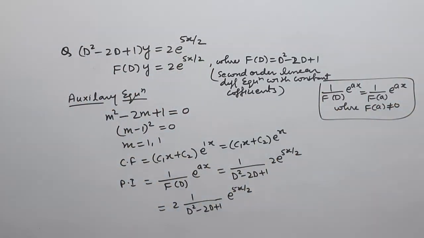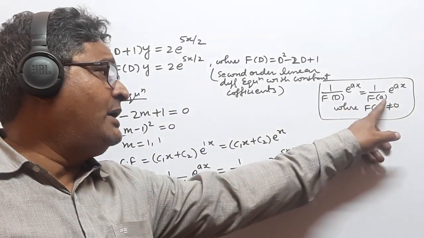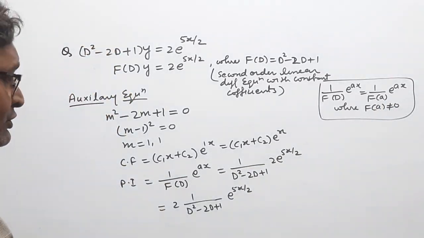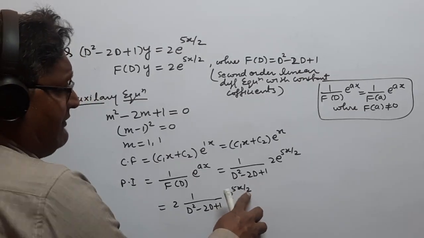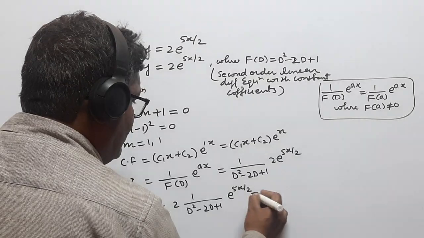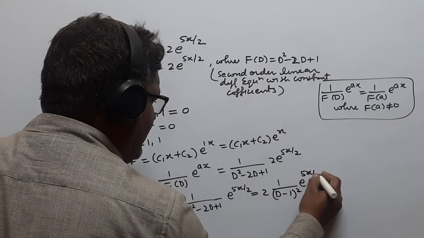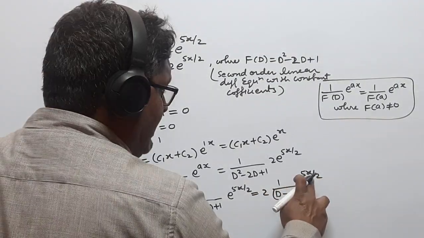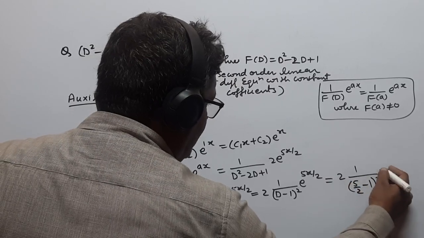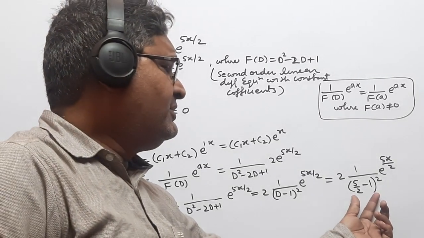You can see here, if we find the particular integral of e to the power ax, we replace small a in place of capital D, and we check that F(a) is not equal to 0. Here a is 5 by 2, so we replace D by 5 by 2. So this can be written as 1 upon (D minus 1) whole squared e to the power 5x by 2, and we replace D by 5 by 2. So we get 5 by 2 minus 1 whole squared, e to the power 5x by 2. 5 by 2 minus 1 is 3 by 2.